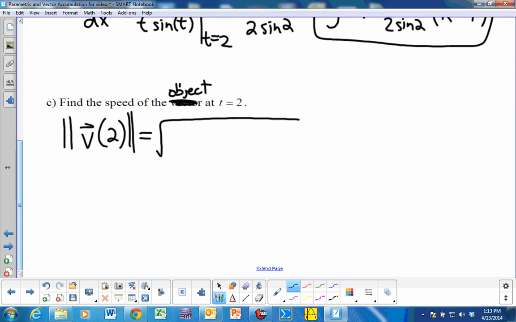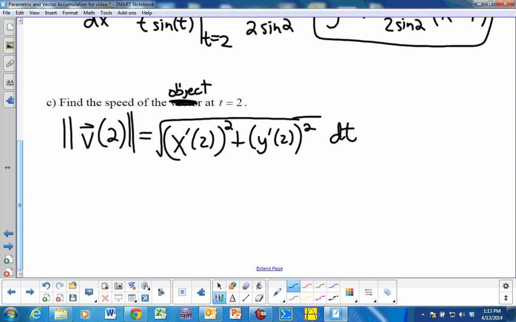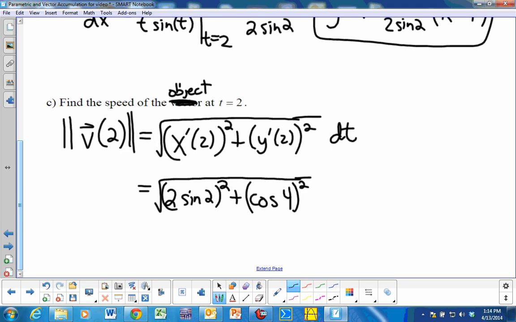So again, on a calculator problem, if this was open-ended, I would want to show my process here. All I want to do is the square root of x prime at 2 squared plus y prime at 2 squared. And then from here, I would just use the calculator. This is actually pretty simple to write out because they already did x prime and y prime for me. x prime was t sine t, so at 2 would be 2 sine 2, and then we want that squared, plus y prime was cosine of t squared, so this is cosine of 4 squared. Oh, and I didn't mean to write dt. I'm thinking of integrating. We're not integrating this. We're just finding that, and that's it. And so there you go.